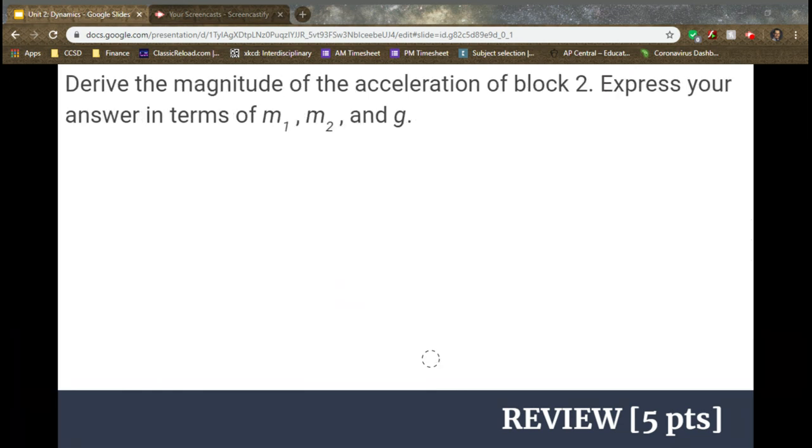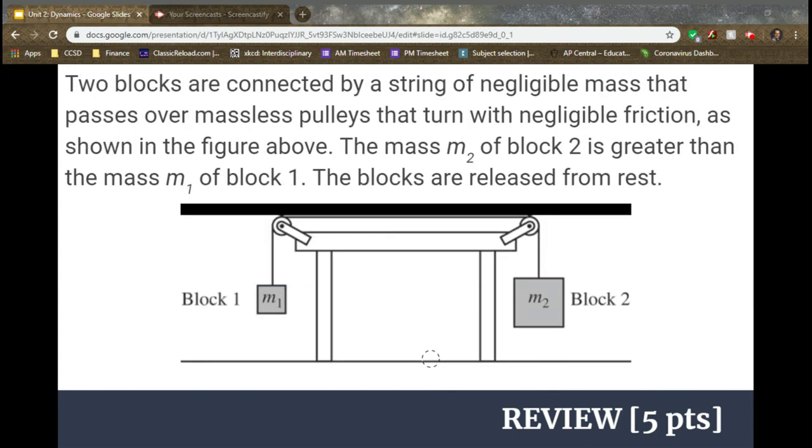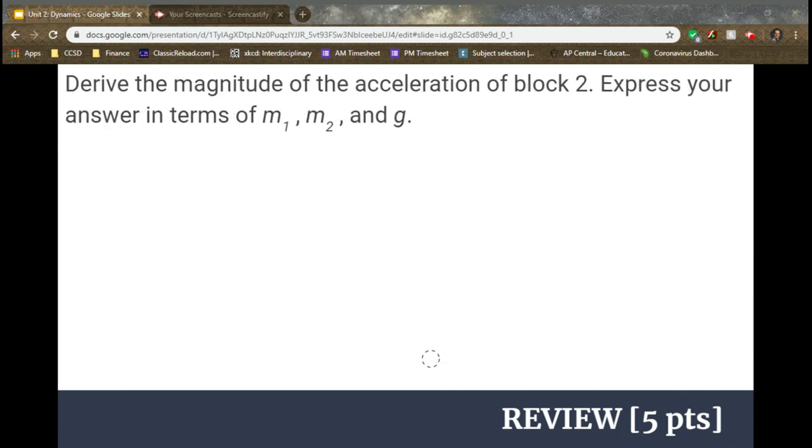Okay. Derive the magnitude of the acceleration of block 2. So same thing, we're still looking at this situation. I want you to derive an equation that will tell me what the acceleration is of block 2. You are only allowed to have these variables in your answer. Go ahead and pause the video.